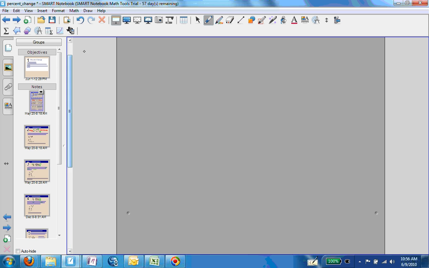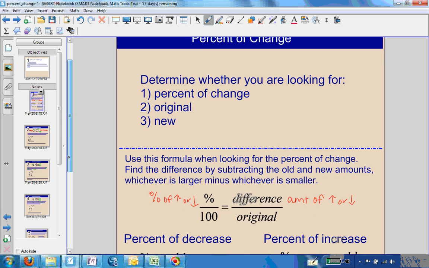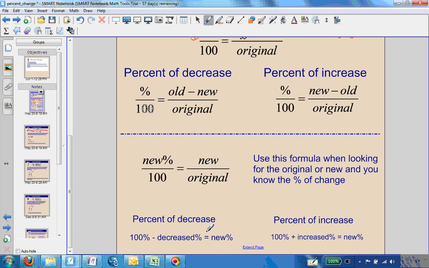So what we're going to do here is for percent of decrease, you say 100% minus the decreased percent equals the new percent. And that's how you find your new percent, and that's if you have percent of decrease. This is where they tell you the percent of decrease, and you're trying to find either the new or the original amount. Or they tell you the percent of increase, and you're trying to find the new or the original amount. So you'll say 100% plus the increased percent equals the new percent. So for example, these are the ones where we said like 100% plus 7% equal to 107%. And our new percent was 107%. That's where we added 7% tax.